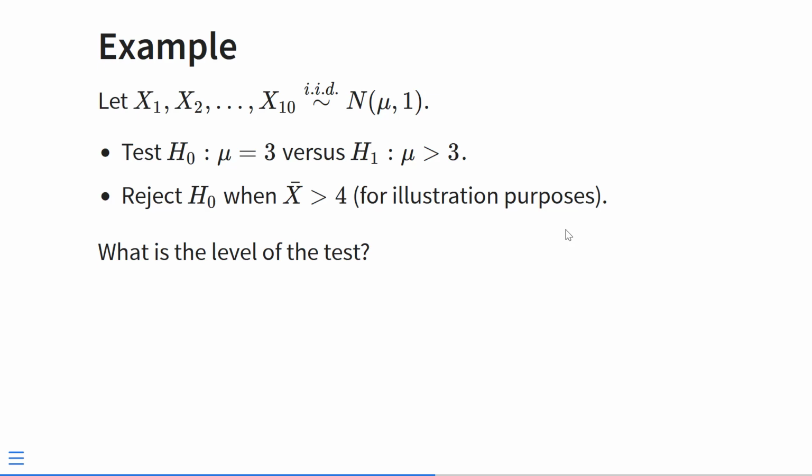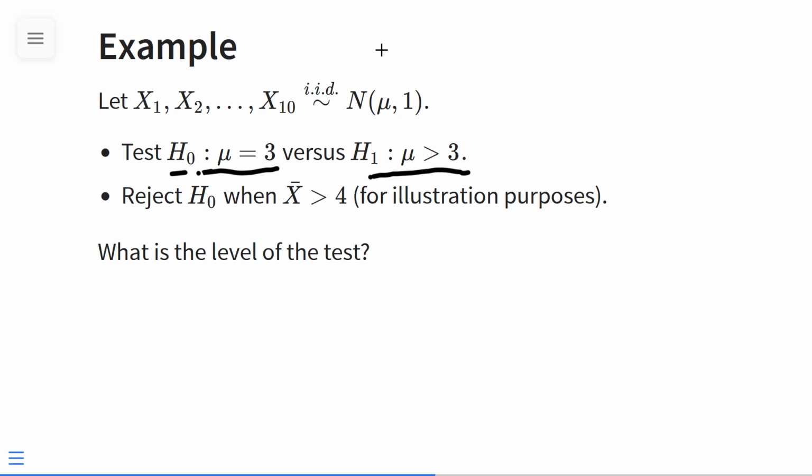Let's do an example where we actually compute the type 1 error or the level of a test. So let's assume that we have X1 to X10 distributed IID Normal(0, 1). We want to test between two different claims. The null hypothesis is that mu is equal to 3 versus the alternative that mu is greater than 3. Notice that under the null hypothesis, we have a simple hypothesis because the distribution from which the sample came will be fully known.